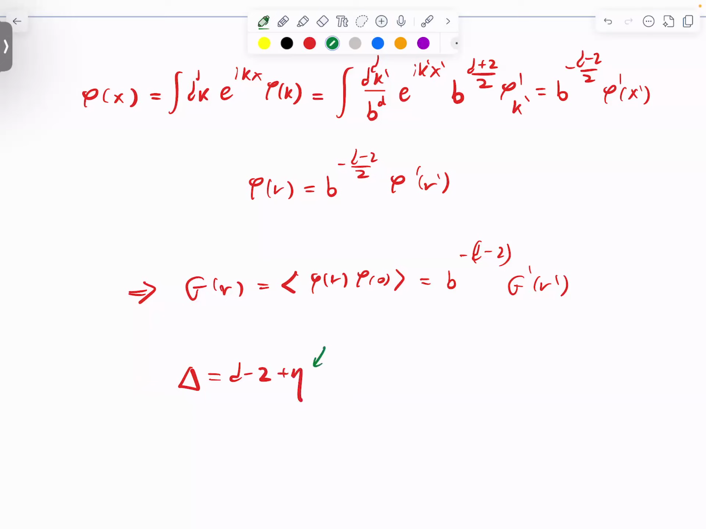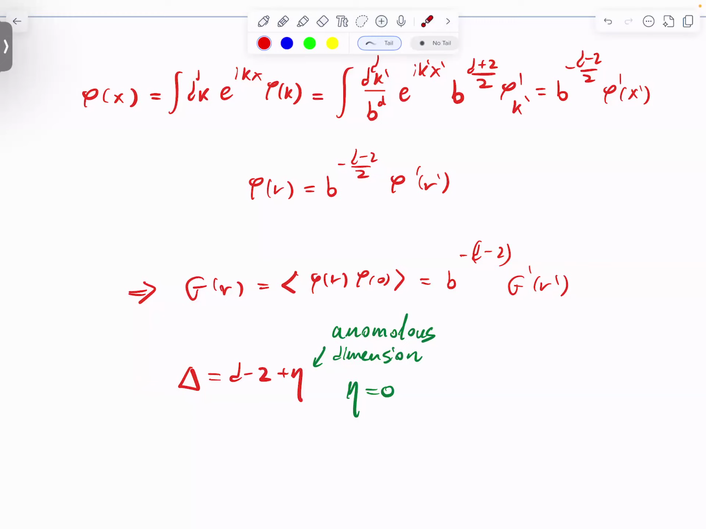This is known as the anomalous dimension. And now, dimension. And the point is that because we're at a Gaussian fixed point, then eta is equal to 0. There is no anomalous dimension. And the scaling of the Green's function is exactly 1 over b to the d minus 2 in real space.